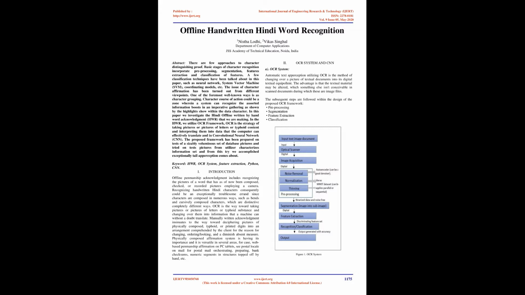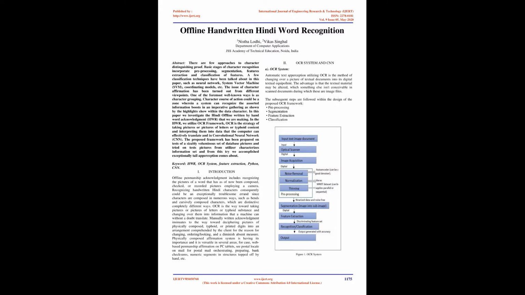In this paper we investigate Hindi offline handwritten word recognition, HWR, that we are developing. In the HWR, we utilize an OCR framework. OCR is the technique of taking images of letters or typed text and translating them into data that the computer can effectively interpret, in a Convolutional Neural Network, CNN. The proposed framework has been trained on samples of a large database of images and tested on sample images from a user-defined data set, and from this experiment we achieved very high recognition results. Keywords: HWR, OCR system, feature extraction, Python, CNN.